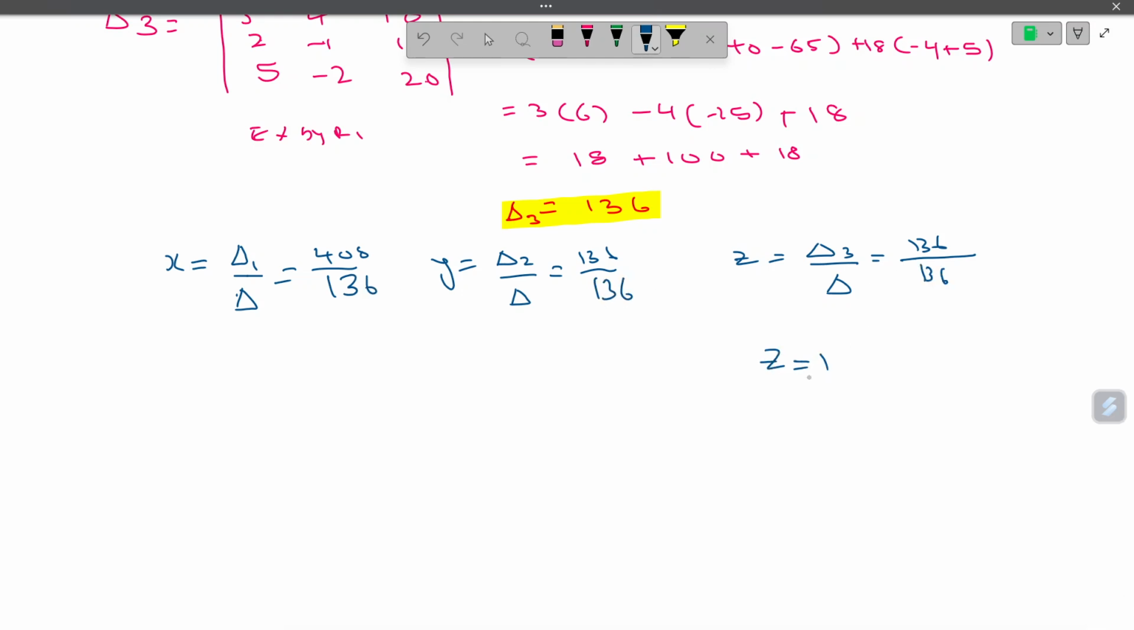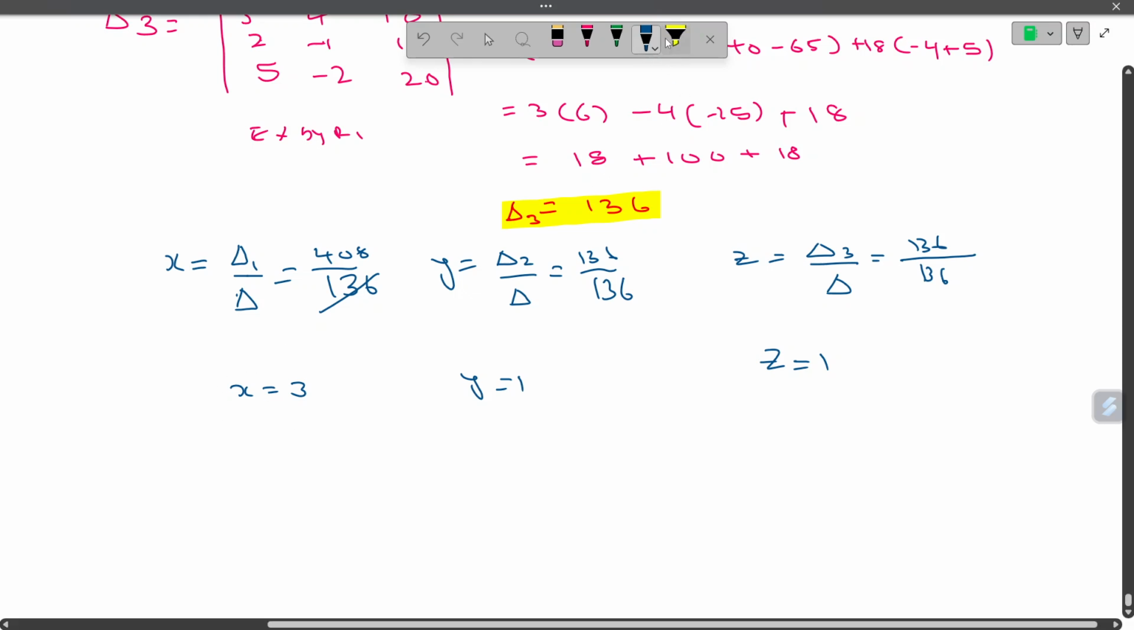So z is 136 by 136, 1. 136 by 136 is 1. X is 408 by 136. How many times does it go? 1 time, 2 times, 3 times. It goes 3 times. So that is our answer. We got it. What is our x, what is our y, what is our z? X is 3, y is 1, z is 1.